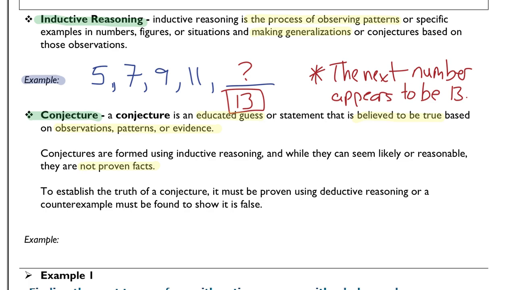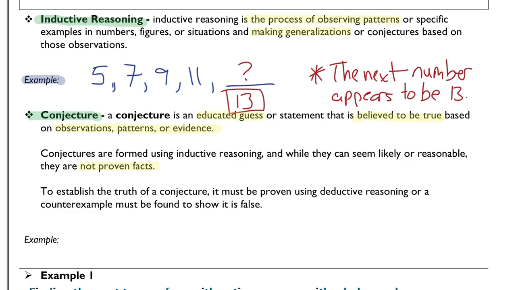Like it rained today, it rained yesterday, and the day before, and the day before. Will it rain tomorrow? Well, it rained 4 days in a row. That doesn't mean it's going to rain tomorrow. It could, but it doesn't have to. It's not proven. So that is kind of like a conjecture.